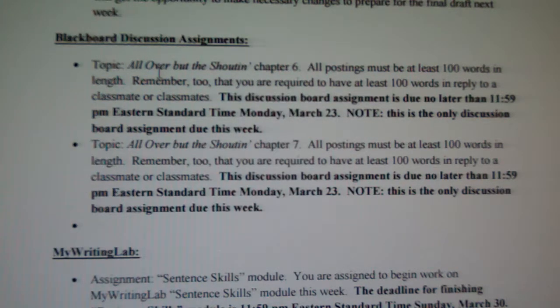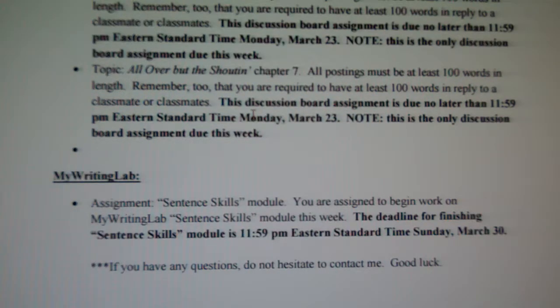Since there are no submitted assignments, you do have 2 Blackboard discussion assignments this week. And both of those relate to the chapters from All Over But the Shoutin'. So you have one assignment related to Chapter 6 on the discussion board, and the other discussion board assignment relates to Chapter 7. Please note the due dates for those are both 11:59 p.m. Eastern Standard Time, Monday, March 23rd, so that does give you some time to work.